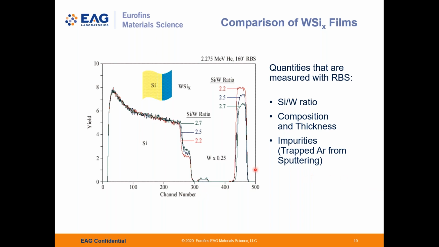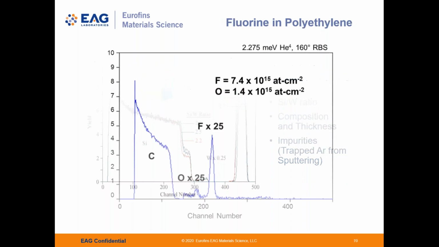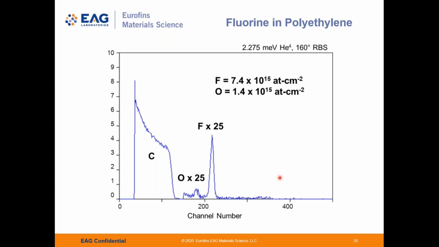One more example for RBS follows, then we'll proceed to HFS. This is an example of RBS of a thin film on a carbon-based substrate, polyethylene. This slide shows the RBS spectra of fluorine and oxygen surface residue on polyethylene. The F and O peaks are well separated from the carbon-based substrate and from each other. They are magnified 25 times in this plot for better presentation and visibility.